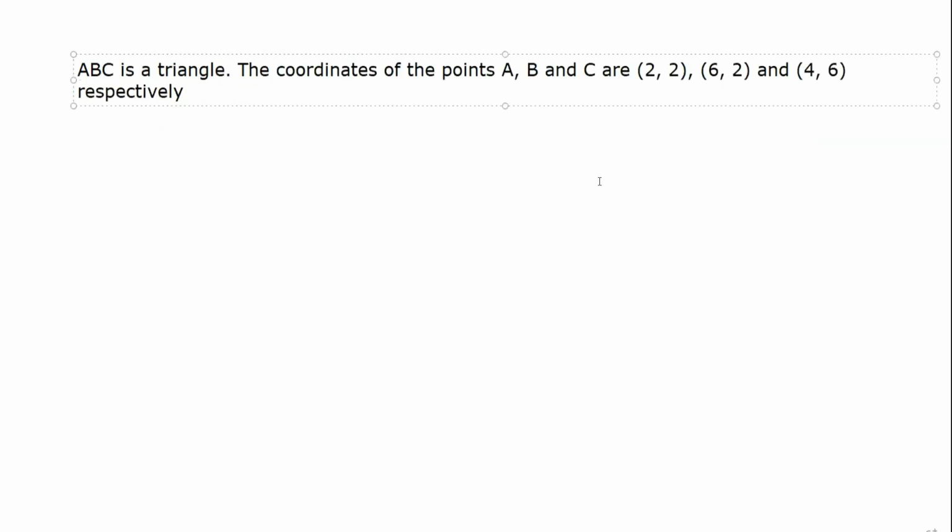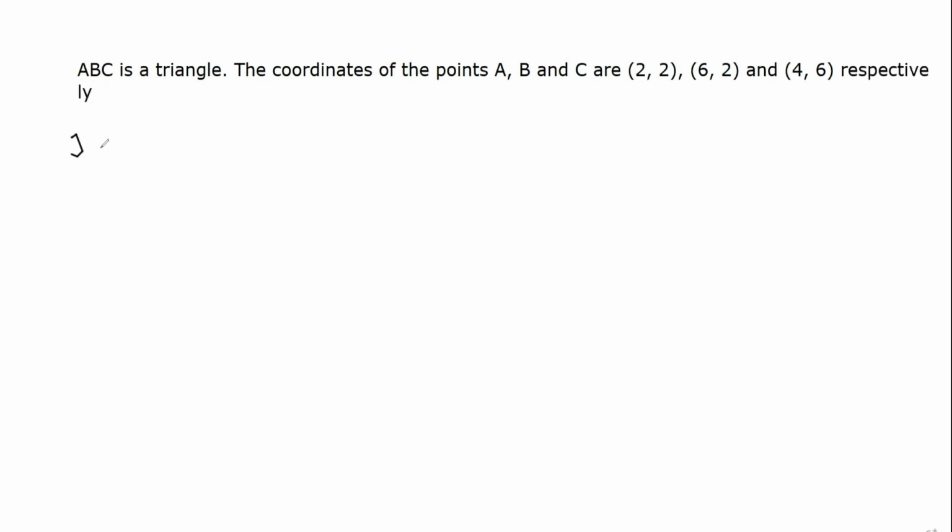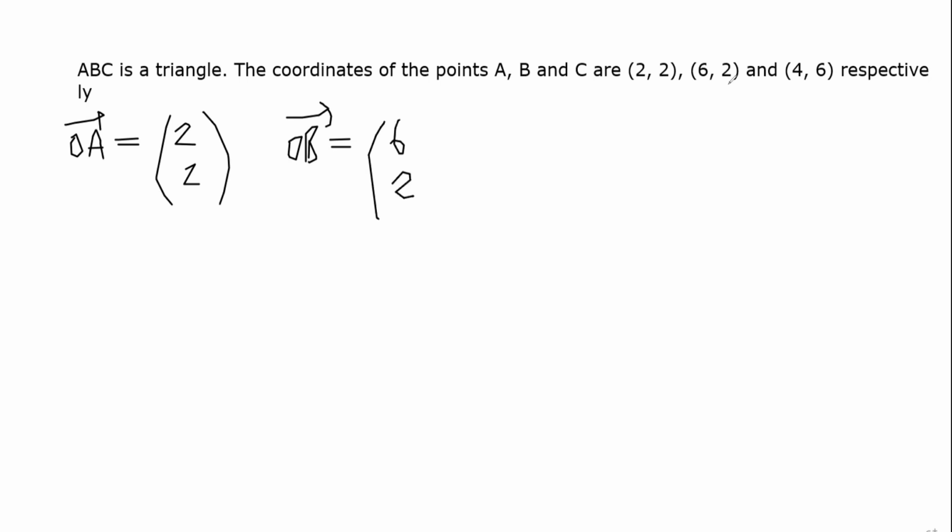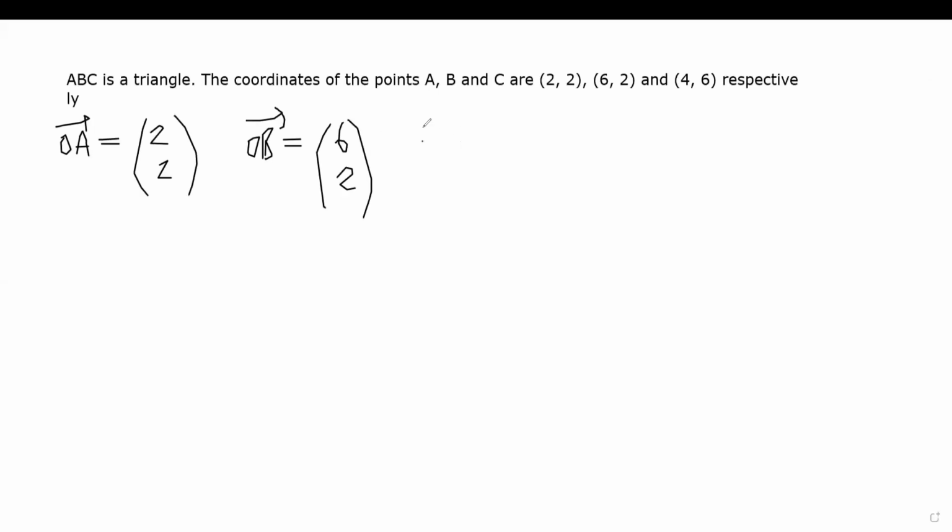So now again, we need to write down what is vector OA. Vector OA is going to be equal to, right here, (2, 2). Vector OB is going to be equal to, as you can see, (6, 2). And then vector OC is (4, 6). So let's write vector OC is equal to (4, 6). That's all we'll do so far.